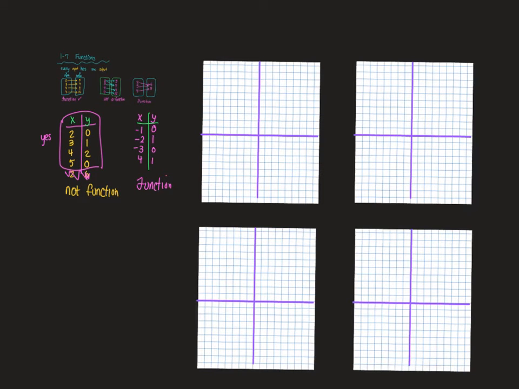All right, let's look at the graphs. If I have a straight line that looks like this, that is considered a function. If I have a straight line that looks like this, that is considered a function. If I have a straight line that looks like this, that is not a function. Okay, so let's talk about y.